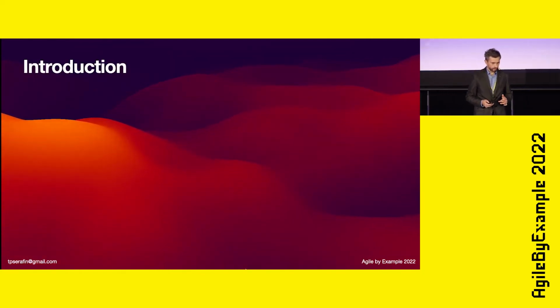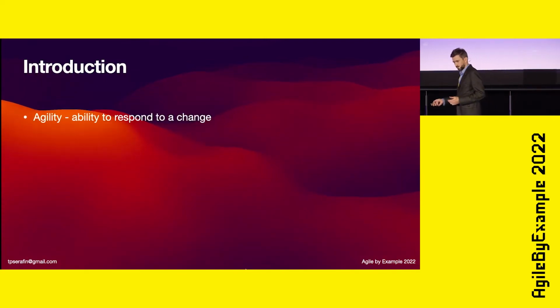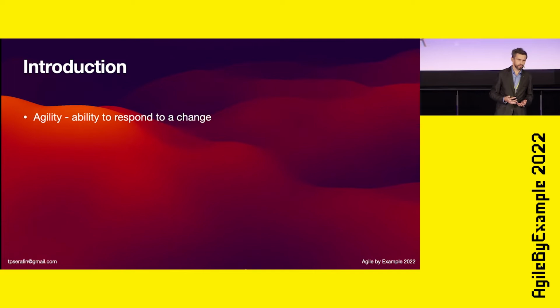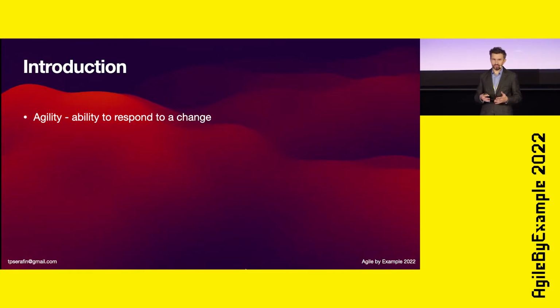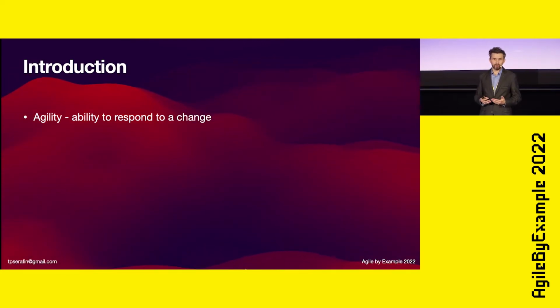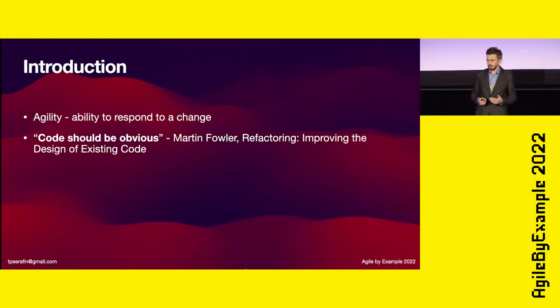First, agility. I understand that as an ability to respond to a change. One, to be ready, needs a code in which it's very easy to find where the change should be taken. The change is done quickly and without some fear of risk that anything can be broken. That kind of code Martin Fowler calls an obvious.